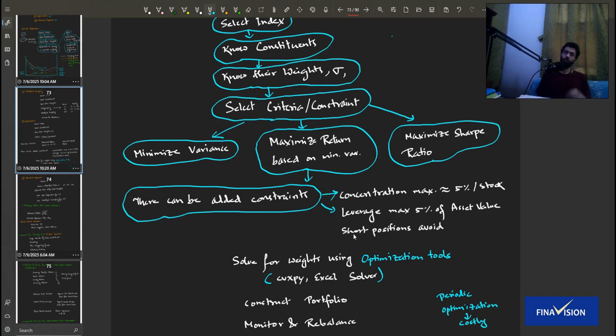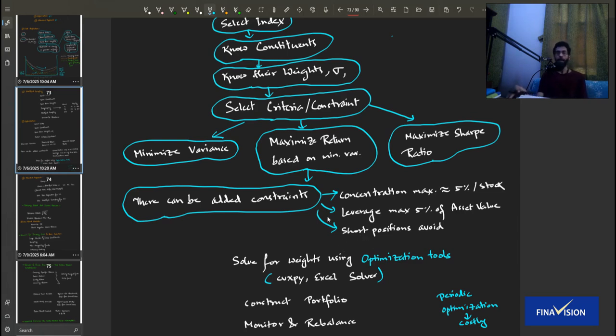It can be done through shorting of stocks. It can be done through taking leverage directly, taking loans directly for some reason, to buy stocks, to buy derivatives, etc. Buying derivatives can itself be the constraint. Or shorting a position may be avoided. That can also be a constraint, that one cannot short stocks in the portfolio. This can also be a constraint.